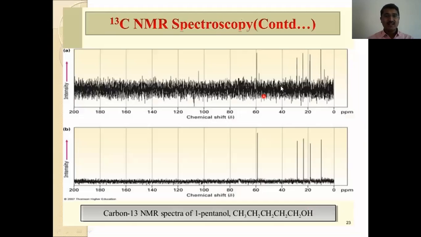This is the C13 spectrum. The value is 0 to 200 parts per million. This is the intensity. This is also chemical shift. It increases. Carbon NMR spectrum of 1-pentanol: this is 5 carbons. We get 5 peaks, 1, 2, 3, 4, and 5.